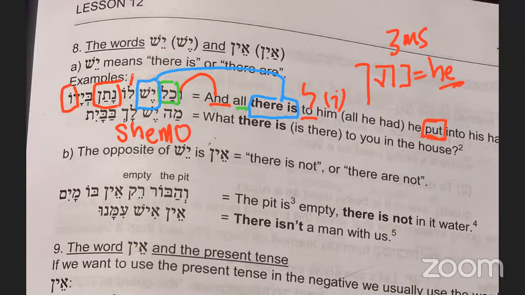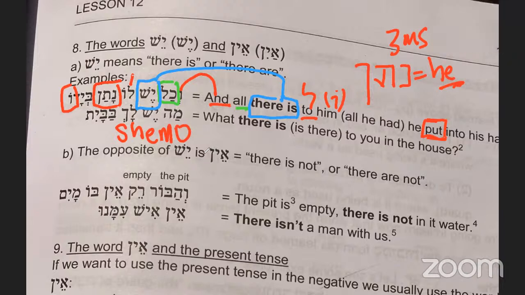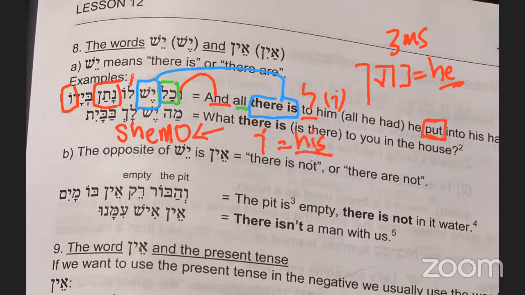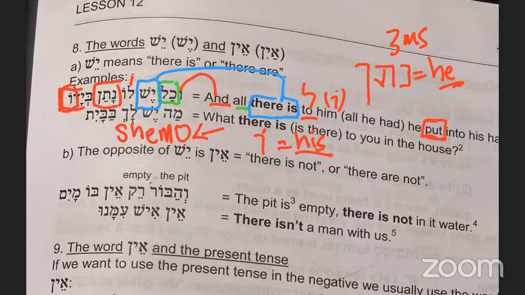Shemo. And what does Shemo mean? Name. What is this O on the end? It's represented by a yod and a dot. What does it mean? His name. So if Bayado, Yado, is his hand, then what is Shemo? His name. Okay.